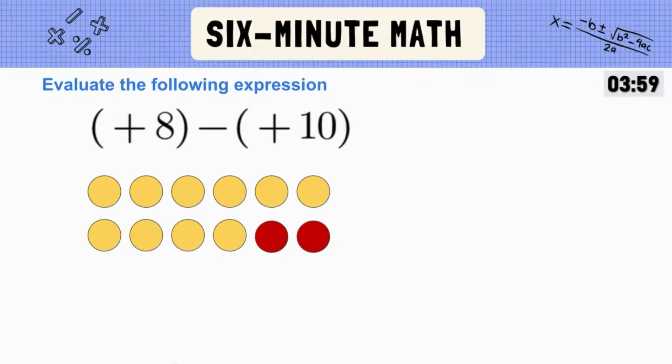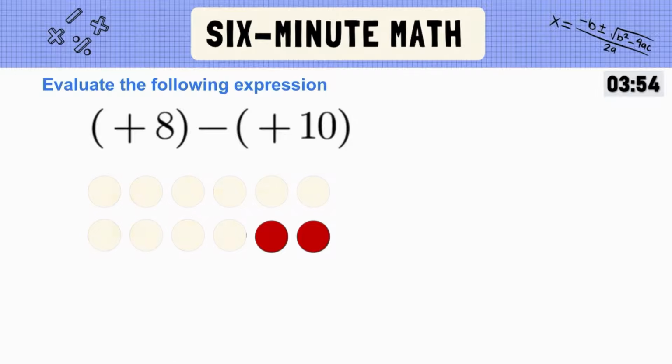So in this case, I need to remove 10, so I'm going to remove 10 yellow chips. And what am I left with? I'm left with negative 2. Positive 8 minus 10 is negative 2.